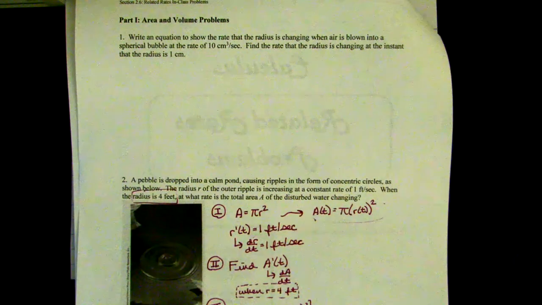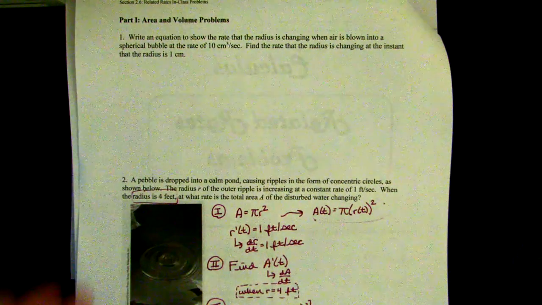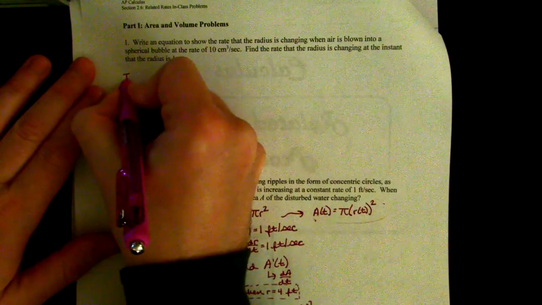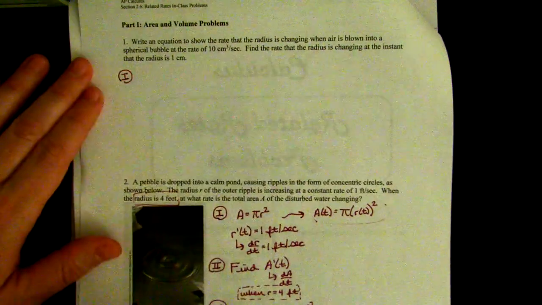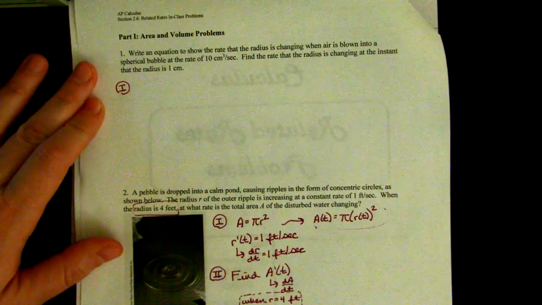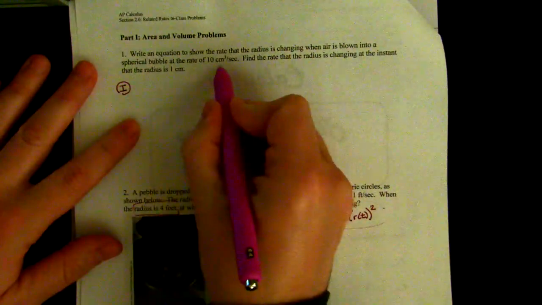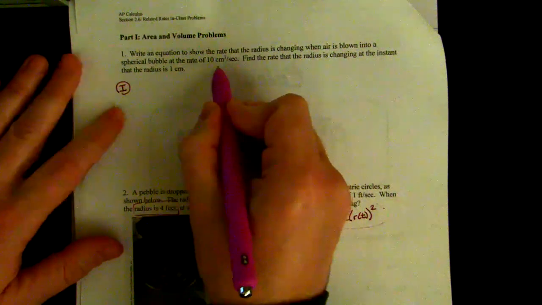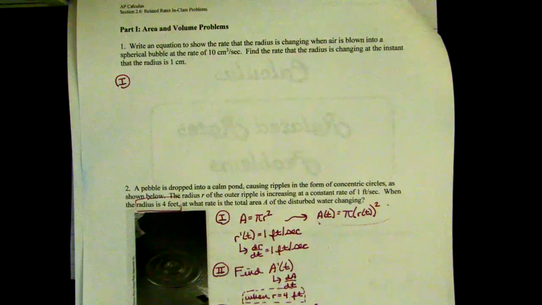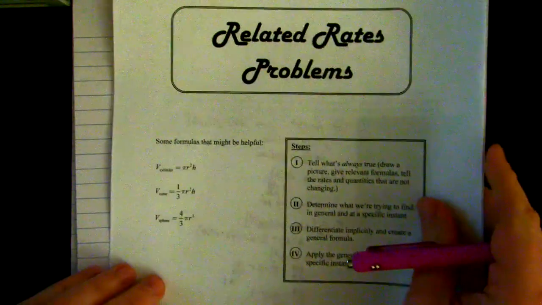Air is blown into a spherical bubble. A spherical bubble is another way of saying a sphere. I am not dealing with area here, I'm dealing with volume. Partially, I know that because of my units, cubic centimeters per second. So I need a formula for the volume of a sphere. There's an easy way to find this. It involves looking at the cover of your packet.